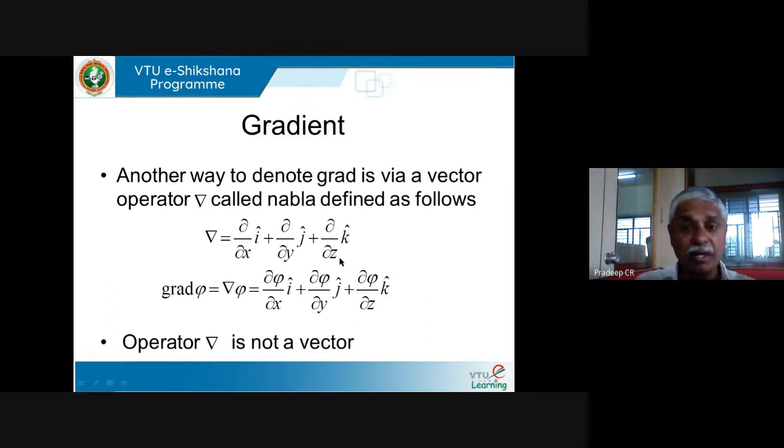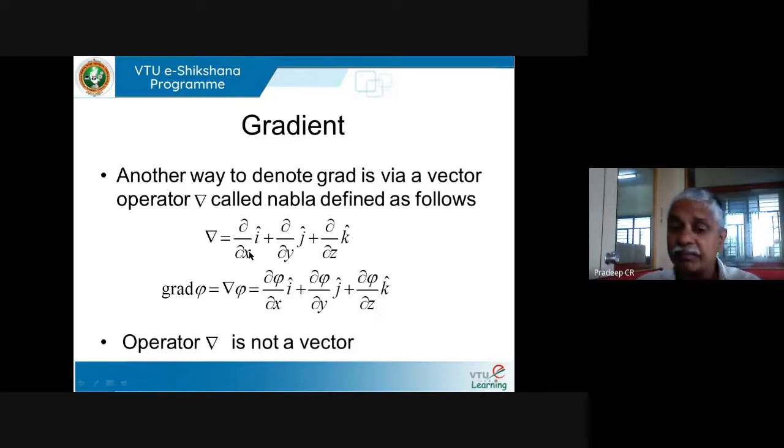It's just another way of saying this. Another way to denote grad is via a vector operator called nabla. This is pronounced as nabla. It's an inverted delta. So nabla is defined as the following: del by del x into i, plus del by del y into j, plus del by del z into k. This is the definition of nabla. So now there is always this problem. What is this nabla? Is it a vector? Is it a scalar? It looks like a vector because it's something times i plus something times j plus something times k. But it is not really, because it's just del by del x. Just del by del x doesn't make any sense by itself.